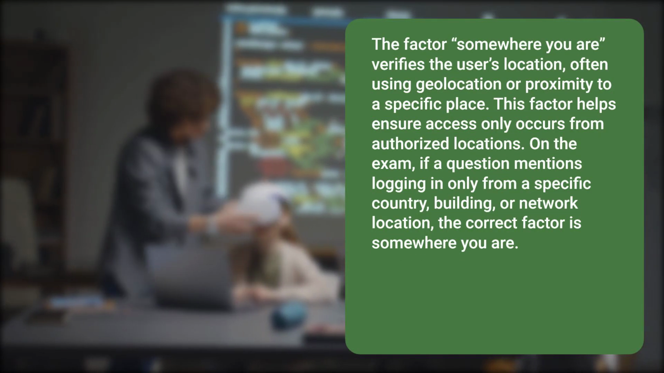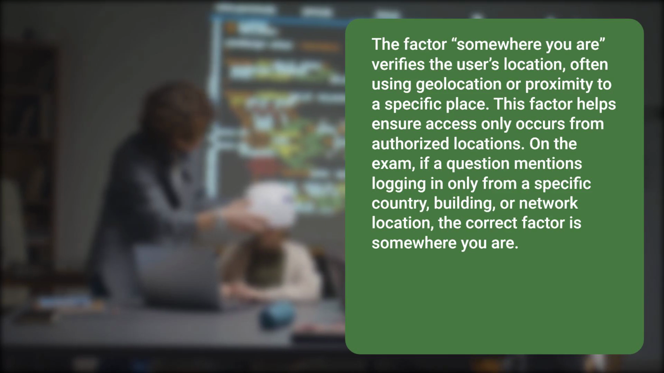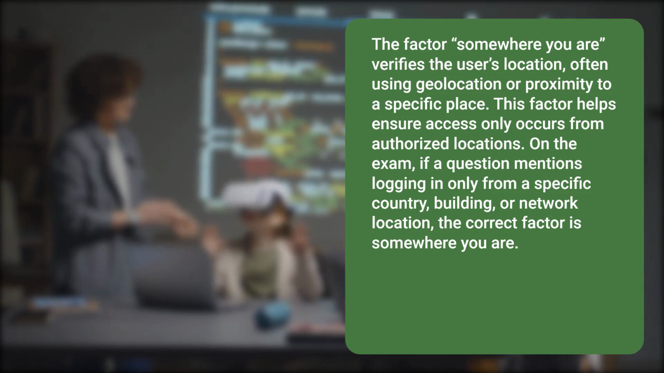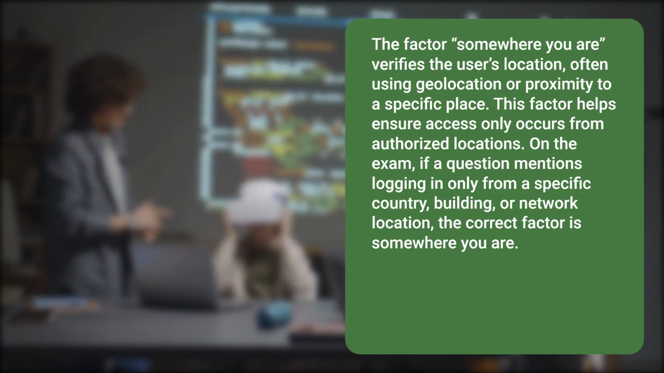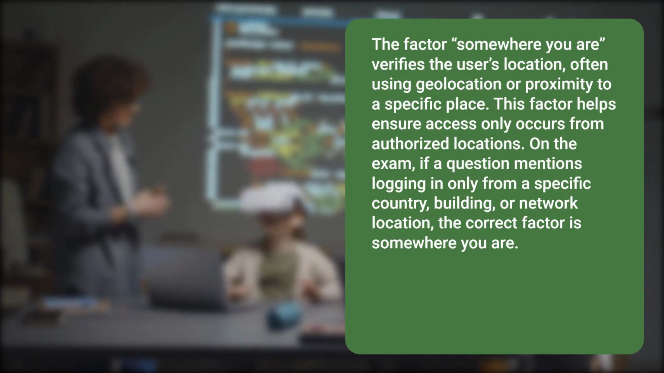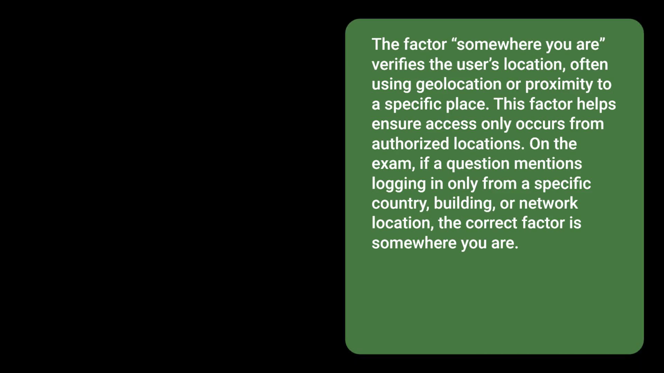The factor somewhere you are verifies the user's location, often using geolocation or proximity to a specific place. This factor helps ensure access only occurs from authorized locations. On the exam, if a question mentions logging in only from a specific country, building, or network location, the correct factor is somewhere you are.